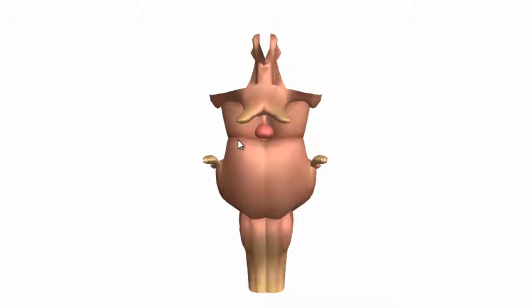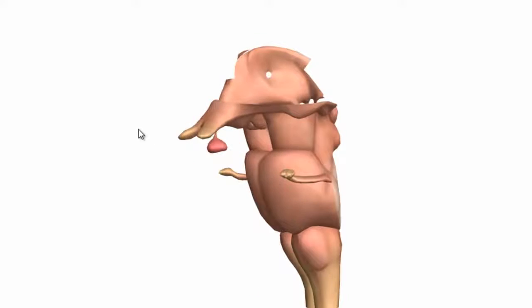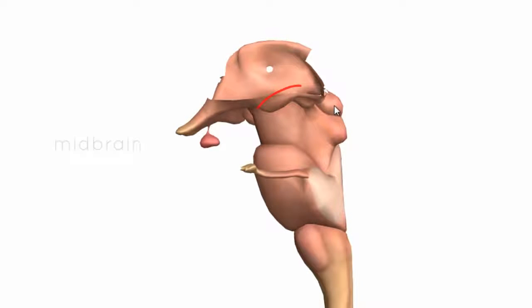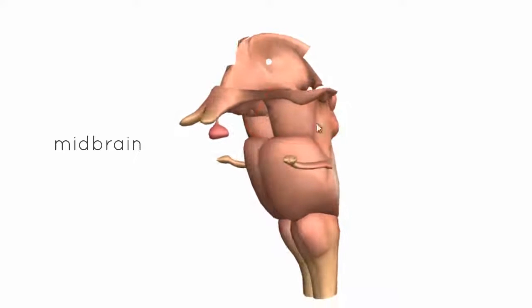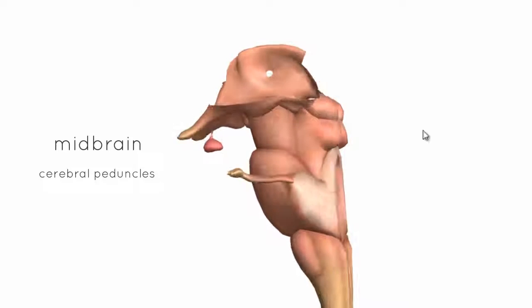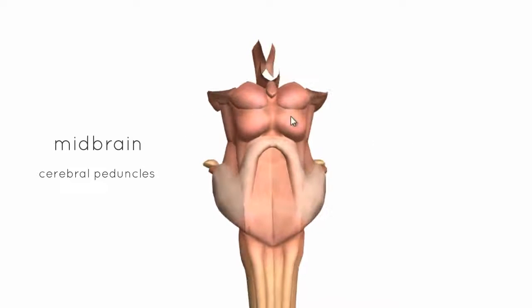I've just removed all the other structures. We're looking at the exact same view. You've got the medulla at the bottom, the pons and the midbrain above it. So the midbrain is this region here, and at the front you've got these bits which are called cerebral peduncles, and at the back you've got these little sort of hills, and these are called the corpora quadrigemina.